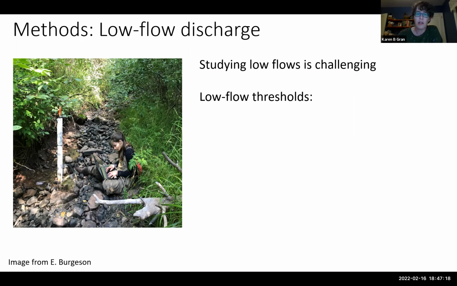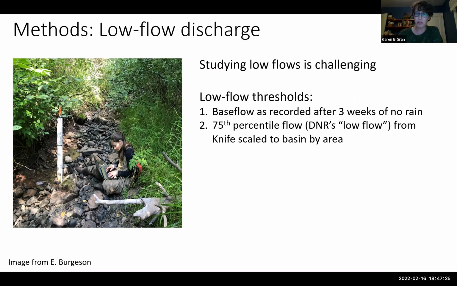and year 2. So the thresholds that we used included base flow after 3 weeks of no rain, the 75th percentile flow. This is what the DNR defines as low flow. And what this means is that 75% of the time the river has higher flow than the 75th percentile flow. We figured that out based on the Knife River gauge down at the mouth, and then scaled it to our small watersheds in two different ways.